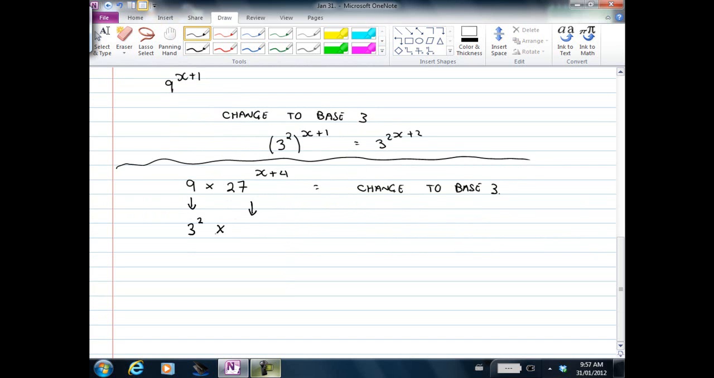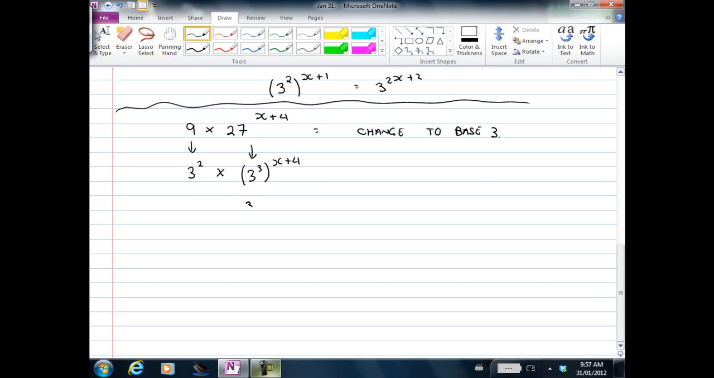This 27. Let me just ask a random student. Eeny, meeny, miny, mo. Prab. What is it going to be? 3 to the power 3. And notice what I'm going to do. I use brackets every time I have exponents. x plus 4. Some of you took it a bit further and said, hey, Mr. Oak, let's do this: 3 to the power 3x plus 12, times 3 to the power 2. And then you circled your answer and said, this is my answer. The problem with this is it's not all the way complete yet.